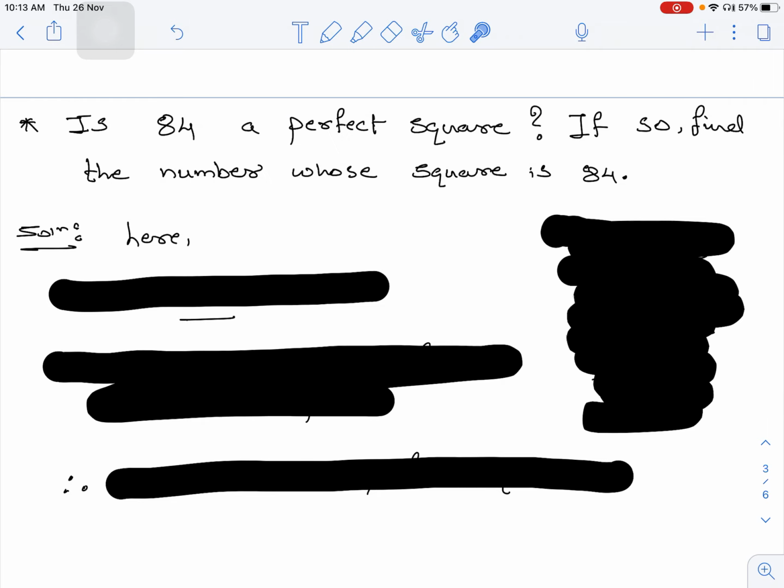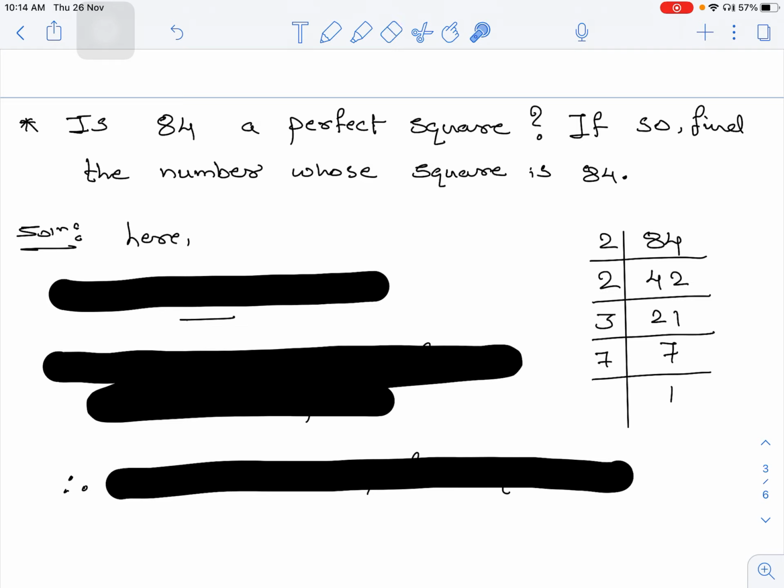Now here we have an example. Is 84 a perfect square? If so, find the number whose square is 84. Now we have to check whether this 84 is a perfect square or not. So the first thing which we have to do, we will find its prime factors. Okay, so now 84. When we factorize it, we get 2 twos are 4, 2 twenty-ones are 42. Now this 21 is not divisible by 2, so we will divide it by 3. Then 3 sevens are 21, 7 ones are 7.